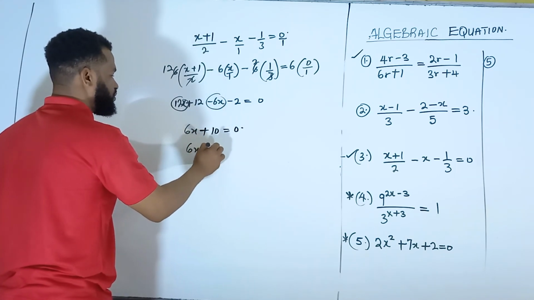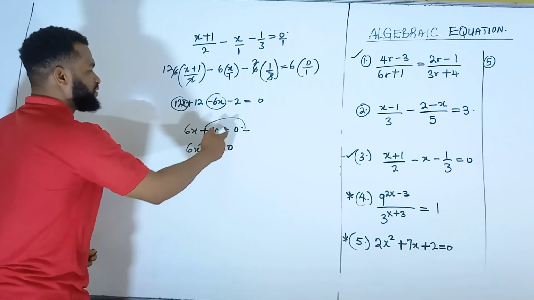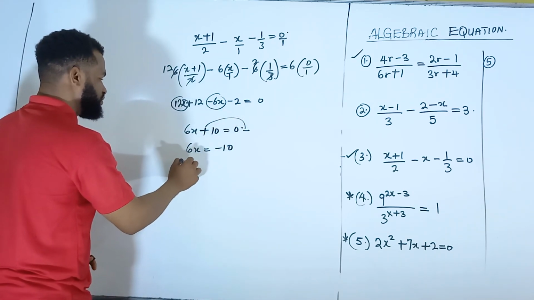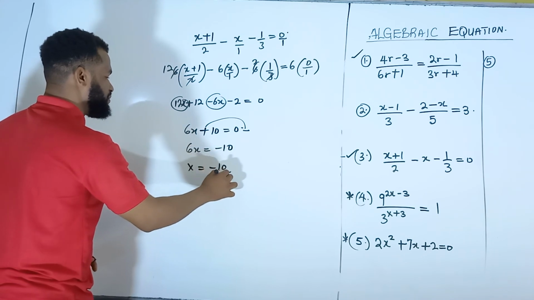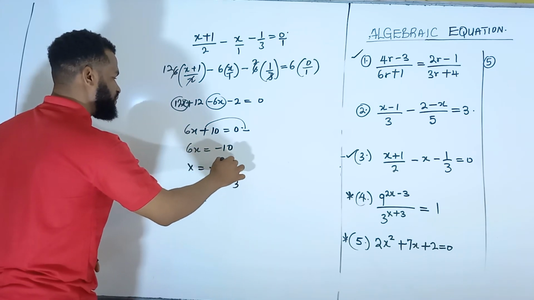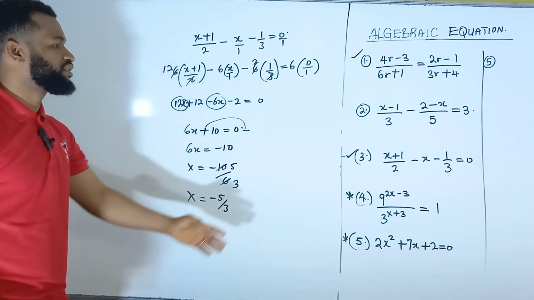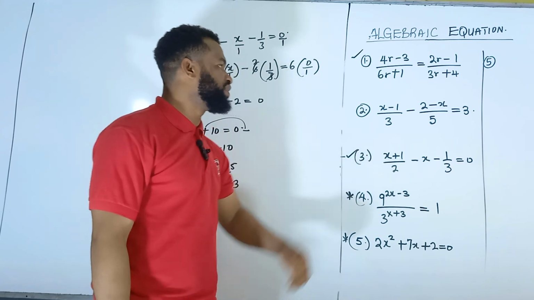Therefore, 6x is equal to minus 10, because this will go here and become minus. And then 0 minus 10 is minus 10. So x is going to be minus 10 divided by 6. 2 into this is 3, 2 into this is 5. Therefore, x is minus 5 over 3. That is the simplification for this.